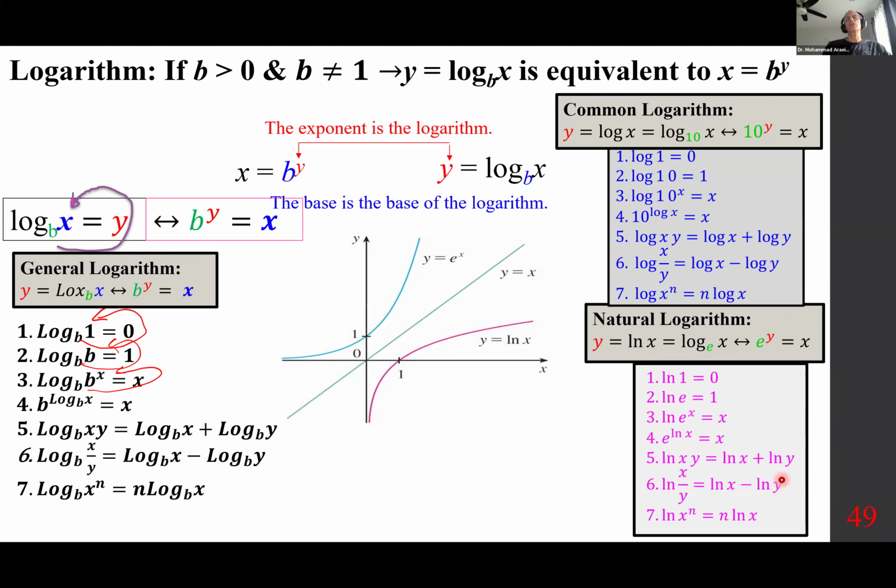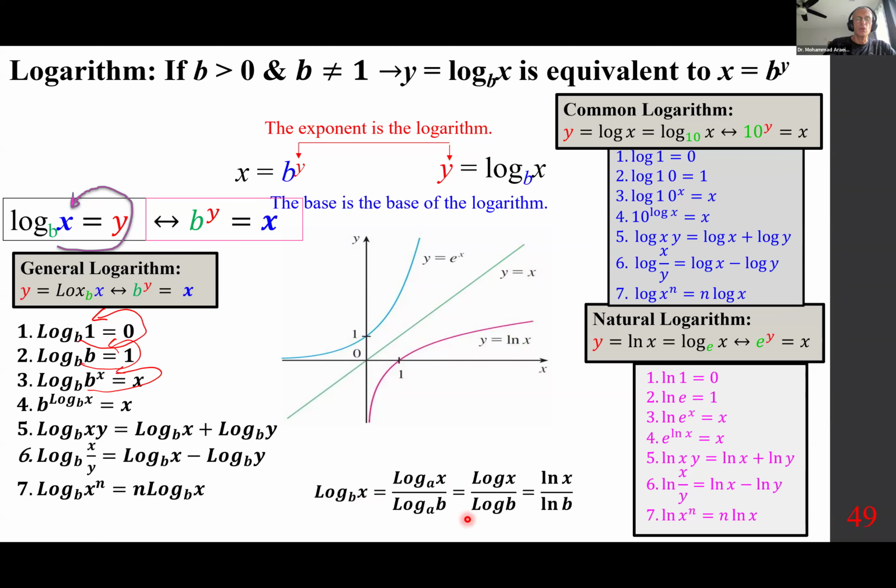As far as the graph is concerned, exponential functions and logarithmic functions are inverse functions. So y equals e to the power of x and y equals ln x are inverse functions. Therefore, they are symmetric with respect to the line y equals x. And this is the change of base formula: log x base b is log x over log b with any base, for example, base a.